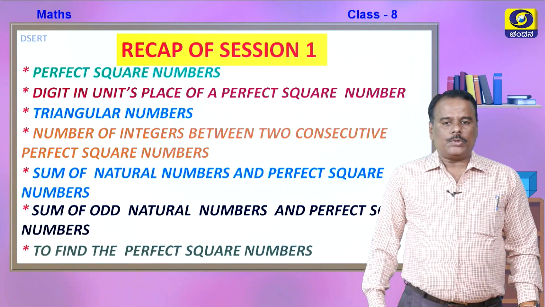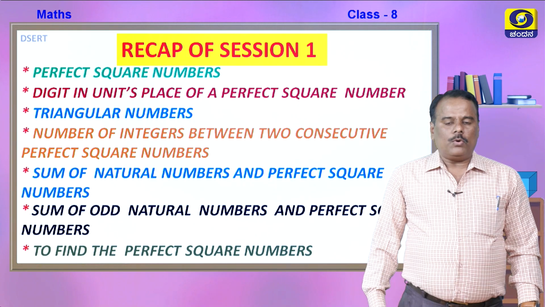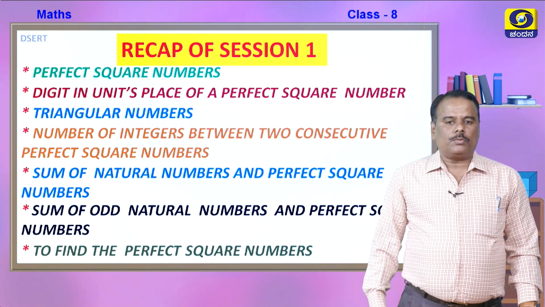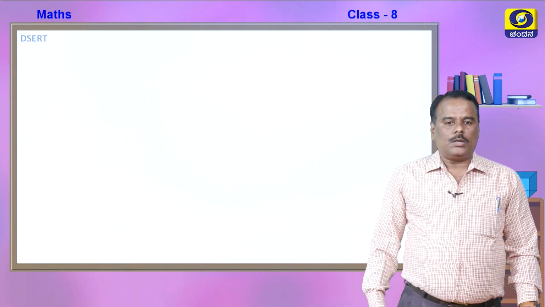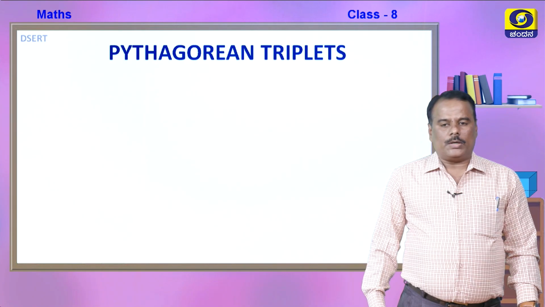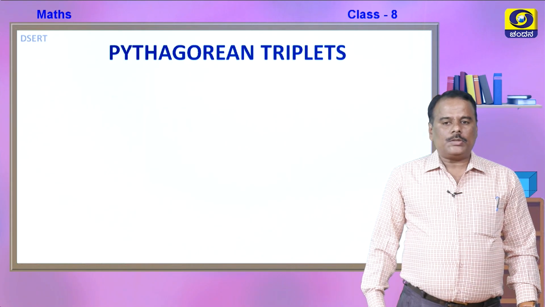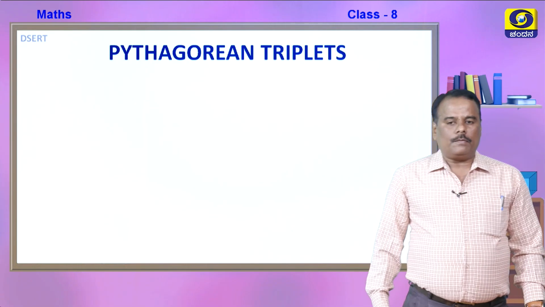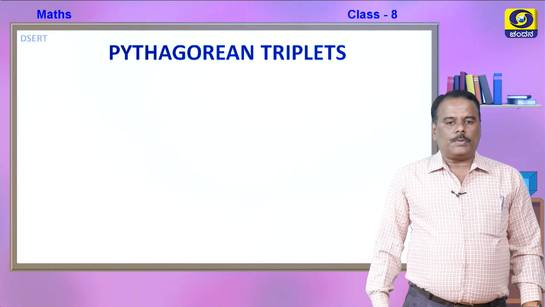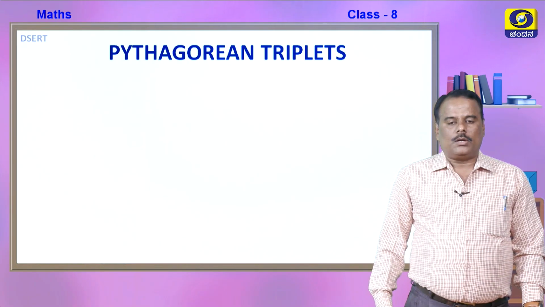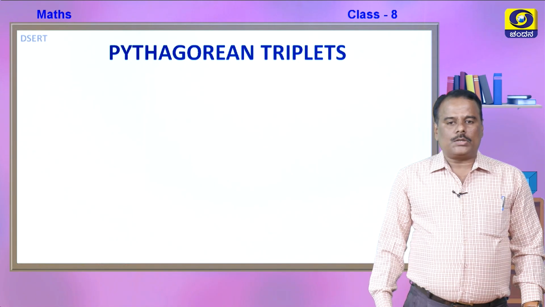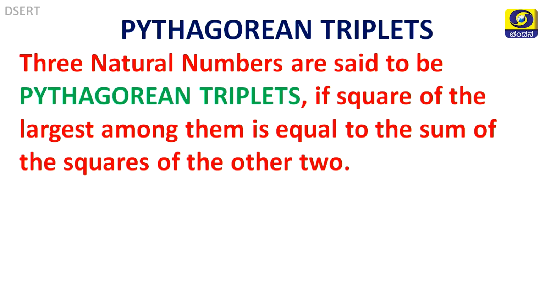So, before we proceed further, we have one more important aspect related to perfect square numbers, that is Pythagorean triplets. As the name suggests, it is a triplet of 3 numbers which satisfy certain conditions, and let us see what those conditions are. 3 natural numbers are said to be Pythagorean triplets if the square of the largest among them is equal to the sum of the squares of the other two.